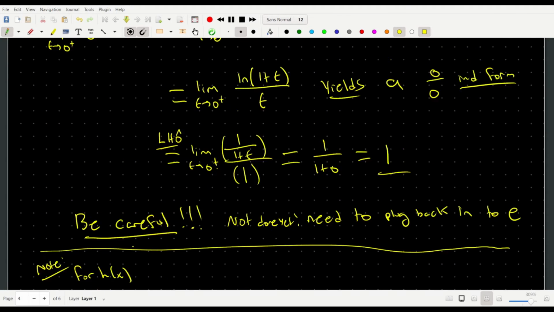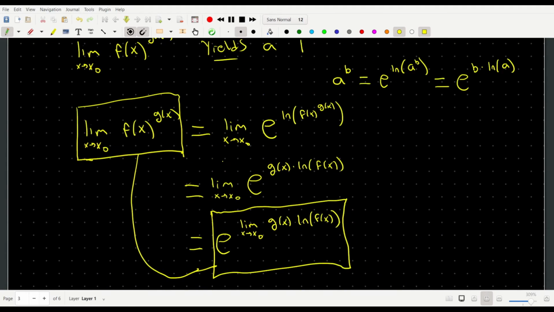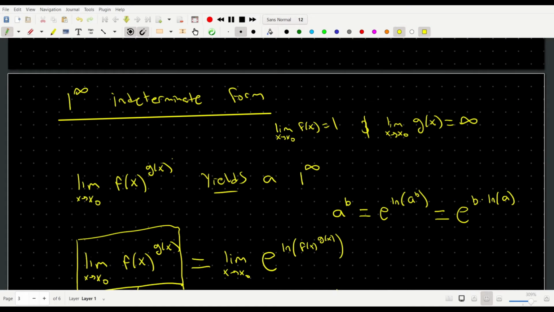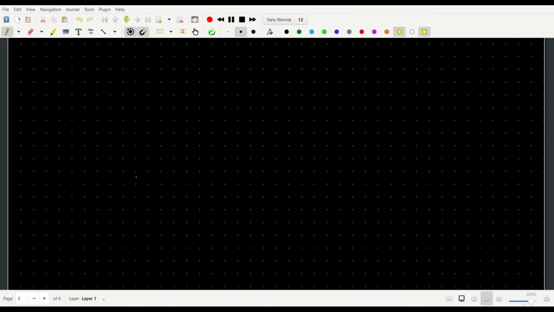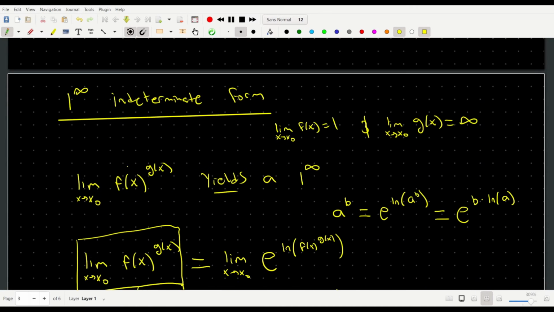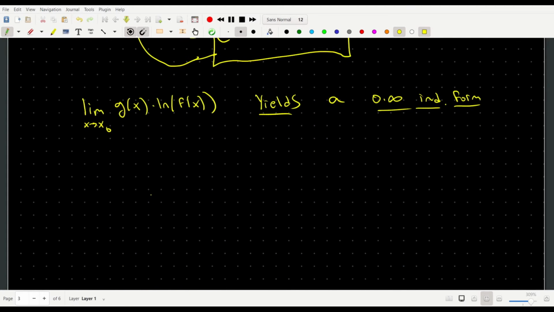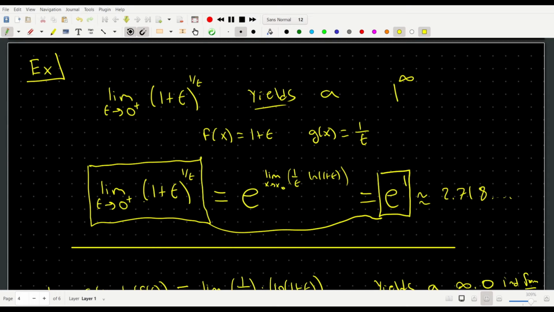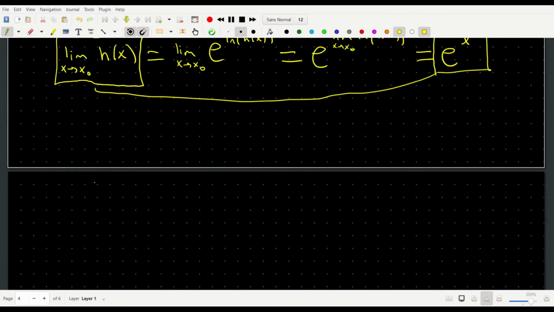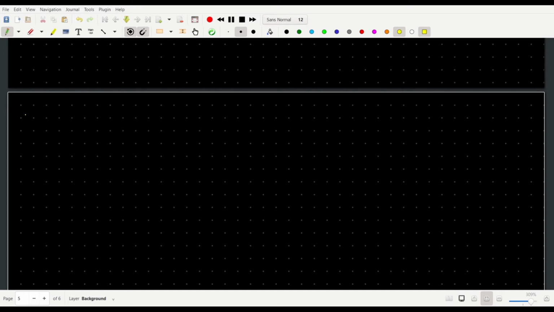So what this is saying is that anytime we are looking at a limit of the form f of x to the g of x, even if it's not a 1 to the infinity indeterminate form, as long as the limit of the natural log of this quantity exists, we can get a good valid result here using this method. So I'll show you another example. And this example is going to be of a different type of indeterminate form. We'll look at an infinity to the 0 indeterminate form.